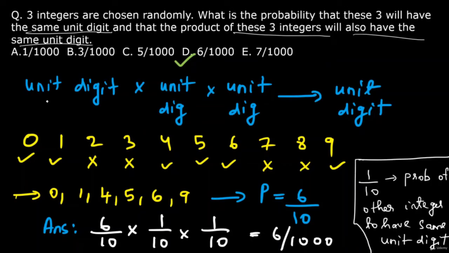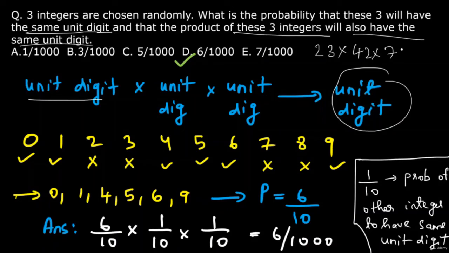Over here, the criteria is unit digit into unit digit into unit digit should give you the same unit digit. So which all numbers satisfy this condition? Remember, unit digit always depends only on unit digit. That's why I'm not taking the other numbers into consideration. What do I mean with that? Take any multiplication, 23 into 42 into 73. The answer of this multiplication will have a unit digit which is 3 into 2 into 3, right? So 3 into 2 is 6, 6 into 3 is 18. So 8 will be the unit digit of this multiplication. Therefore, unit digit only depends on unit digit.